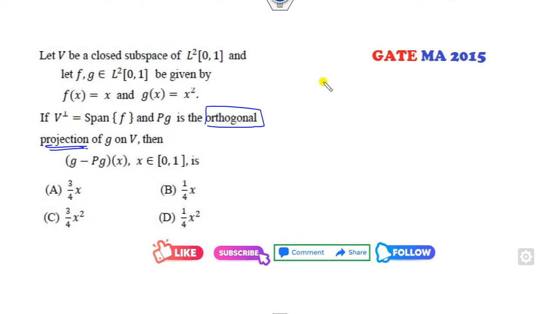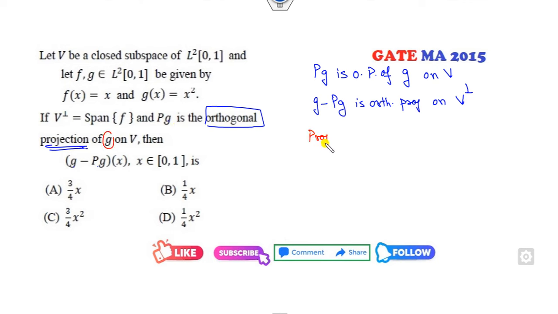I need a P, given that PG is the orthogonal projection of G on V, but my target is to find G minus PG. So G minus PG is the orthogonal projection on V complement. I can subtract them; it's a projection on V complement. Fine. So I need to find the projection of G on V complement.